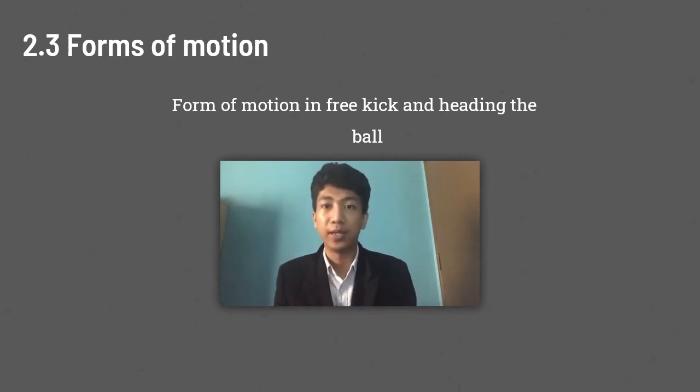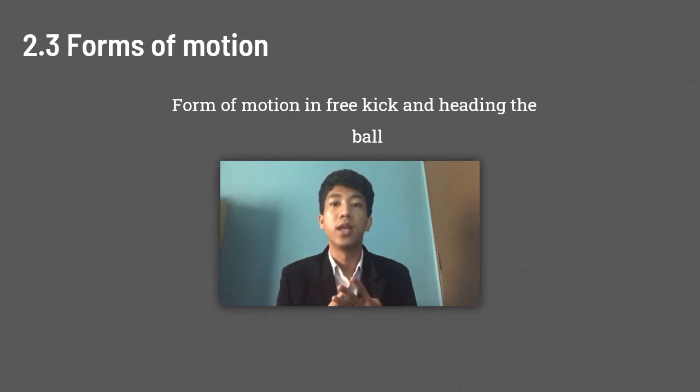As for my part, I would like to talk about the forms of motion which happen in free kicks and heading. In general, there are 3 types of motion. The first one is angular motion, which means involving a rotation around a central line or point. The second is linear motion, which means along a line that may be straight or curved. And lastly, general motion, which means a combination of linear and angular motion.